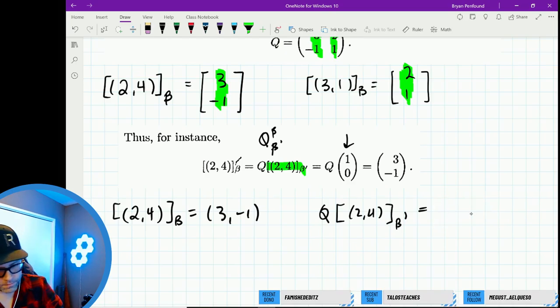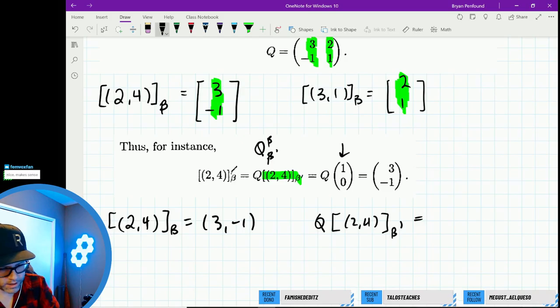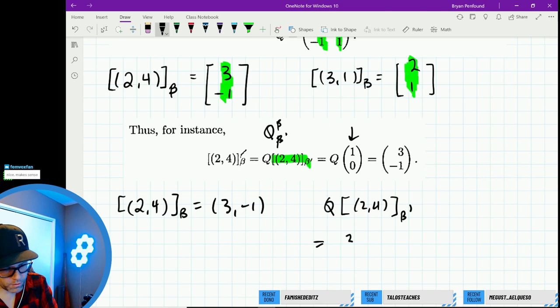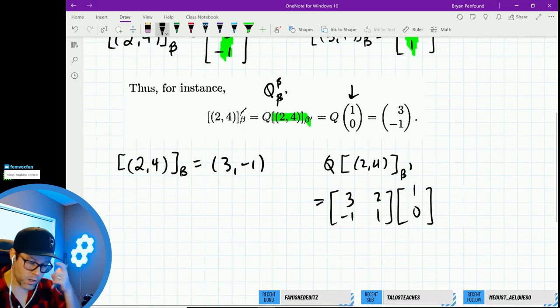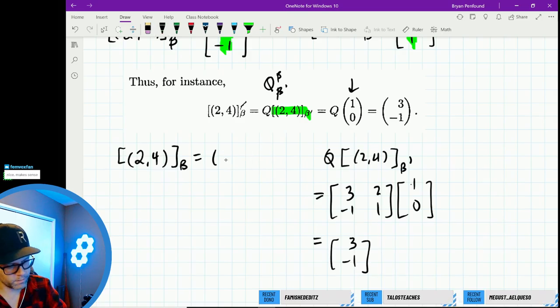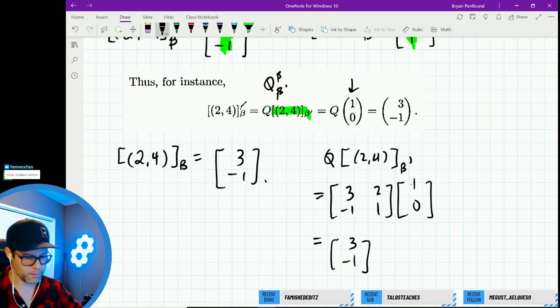So this should be Q times (1, 0). Let's write that in. I need a little bit of space here. So let's write this as equals [3, -1; 2, 1] times (1, 0). Let's multiply this out and make sure we're happy with this. This 1 just captures the first column of Q, so we should get (3, -1) in return. Maybe I'll write these as columns so that they line up nicely.